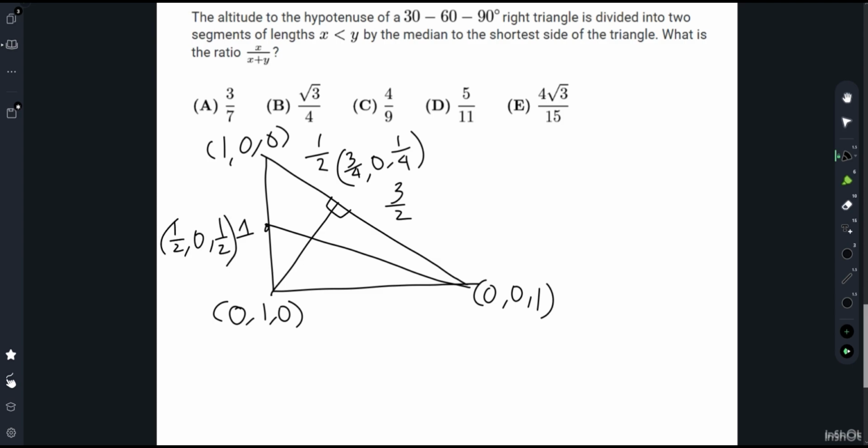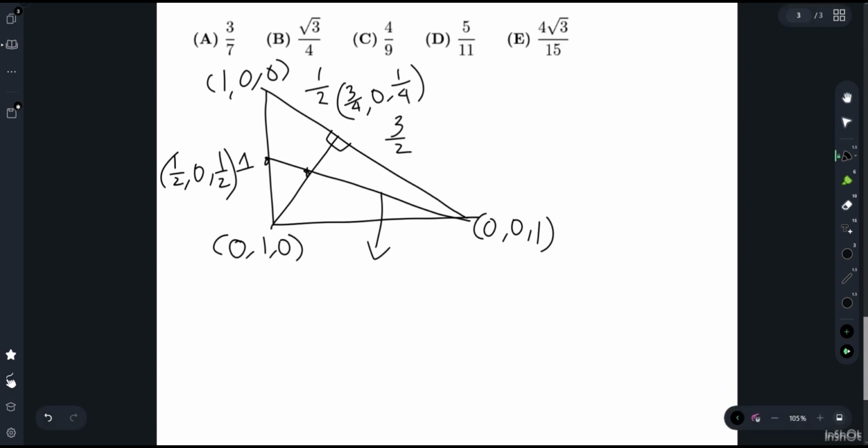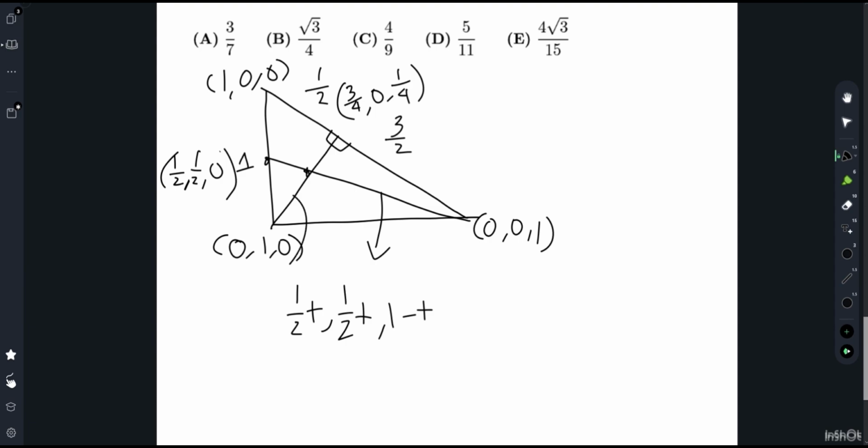So now we want to find the intersection point. First of all, the equation of this line is 1/2 t, also should be 1/2, comma 1/2, comma 0, by the way, 1/2 t, 1/2 t, 1 minus t. And the equation of this line is 3/4 y, 1 minus y, 1/4 y.